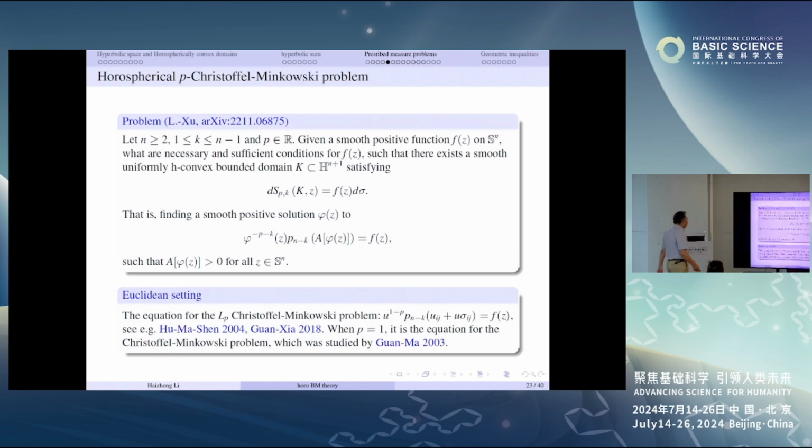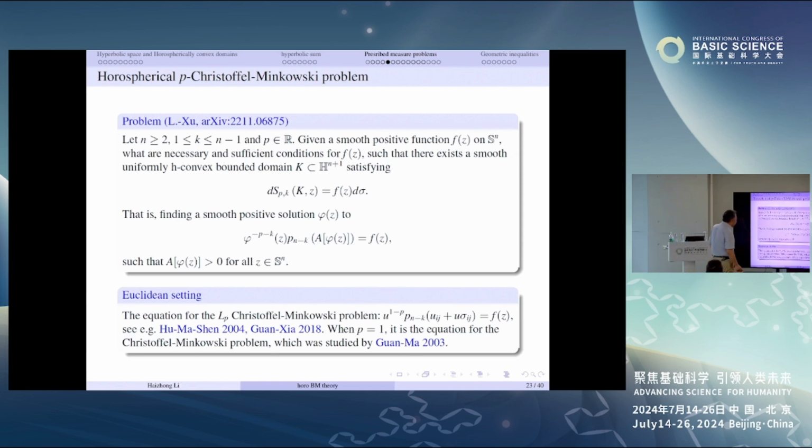We can also propose to study the Horsfield p-Christoffel-Minkowski problem, which means just solving this equation: phi minus p, pn minus k equals fz, given a smooth positive function fz. How can you solve this equation? Pn minus k means the n minus k elementary function of the Brunn curvature.